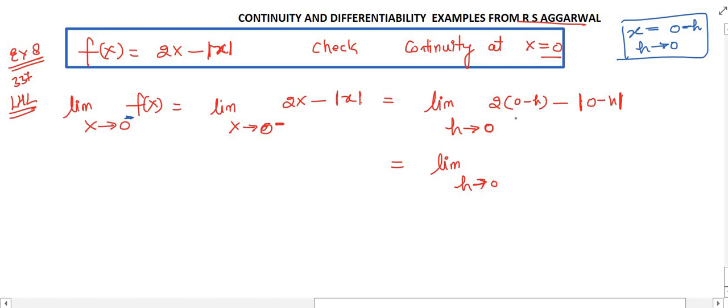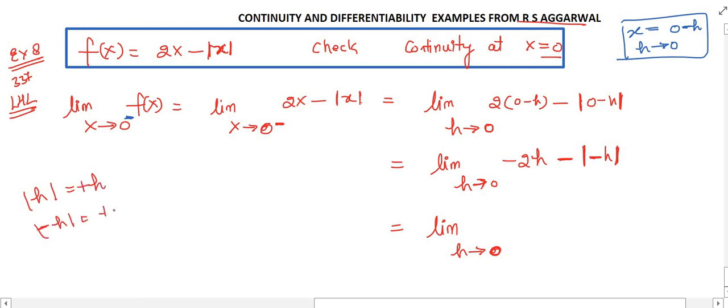So let me write here, 0 minus 2h. So it will be minus of 2h minus of, what is 0 minus h? Minus of mod of h. Okay, so there is a logic. Whenever there is a negative number inside the mod, it comes out and becomes positive. See, if you have mod of h, it is plus h only. If you have minus of mod h, that also becomes plus h. Just stick to this logic, okay?